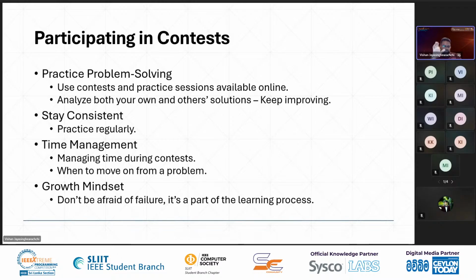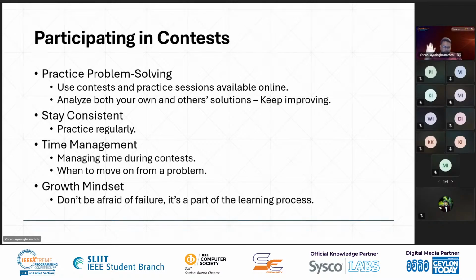So don't not submit anything, right? Submit everything that you create. This is an important skill to have: how to manage time and to know when to move on. So make sure you practice this as well.